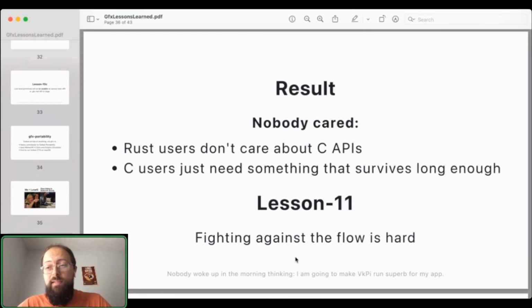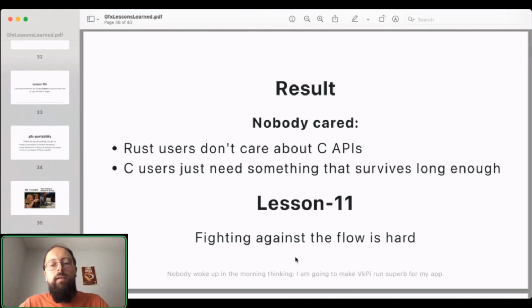Rust users didn't care about the C APIs. They would use Ash or something, and then Ash would come with the MoltenVK wrapper, and they would pretend that it didn't exist and they are running on top of Vulkan, even though it's horribly unsafe and it's slow, and like, they should feel bad. But that's what people do anyway. And C users just needed something that they can make sure survives. And gfx-portability did not look like something that can easily survive, and it didn't.